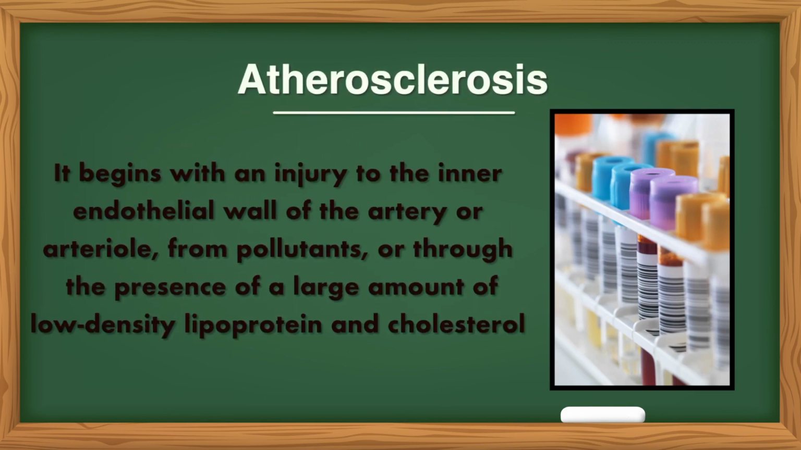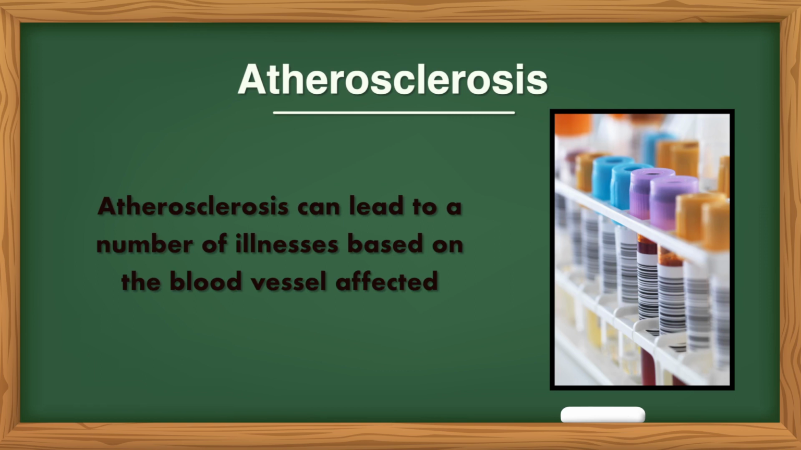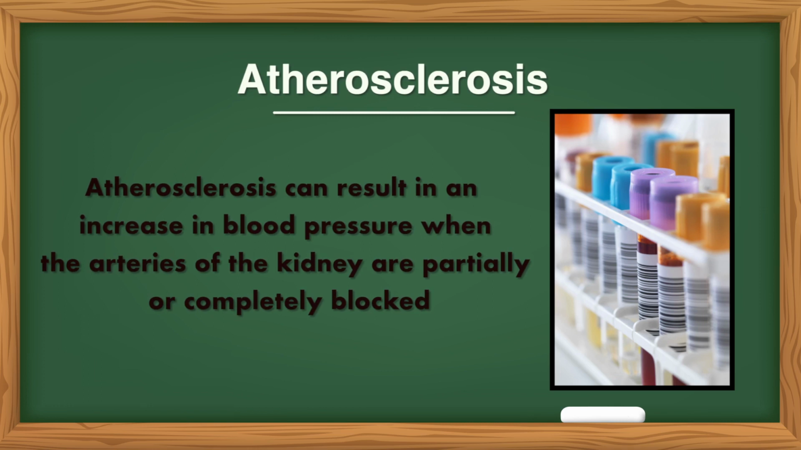It begins with an injury to the inner endothelial wall of the artery or arteriole from pollutants or through the presence of a large amount of low density lipoprotein, that is LDL, and cholesterol. This hampers the barrier function of the endothelium and allows cholesterol and other LDLs to move towards the inner tissue of the arterial wall. The presence of these molecules in the damaged area activates the immune system, recruiting macrophages to the site.